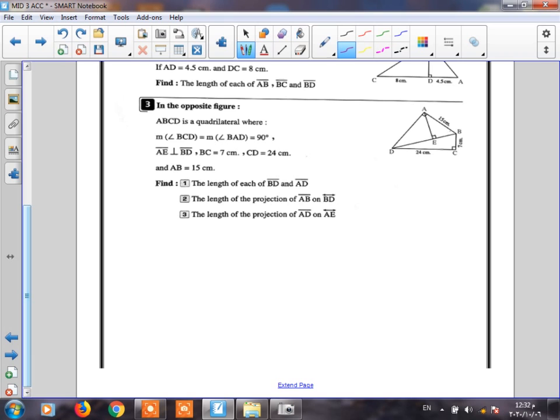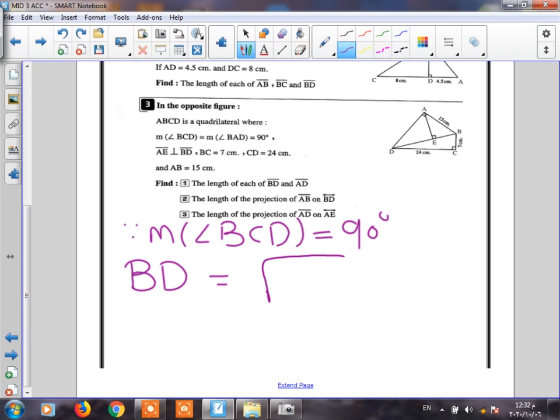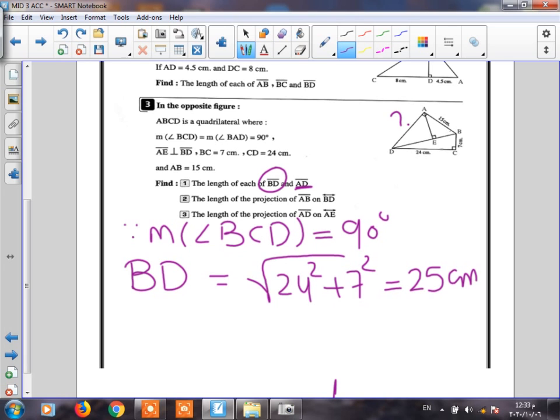Okay, first of all, I have BCD is a right angle triangle. Since BCD is a right angle triangle, measure of angle BCD equal 90, that means apply Pythagoras theorem. So simply I can get BD by taking the root of 24 squared plus 7 squared equals 25 centimeters. Now I have AB and BD. Okay, I first get BD. Now I can get AD. I can get AD by using also Pythagoras theorem.